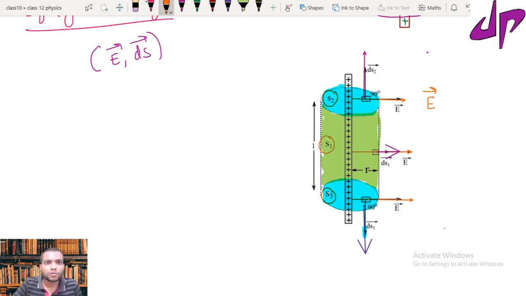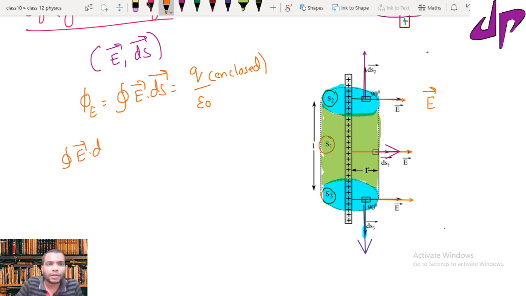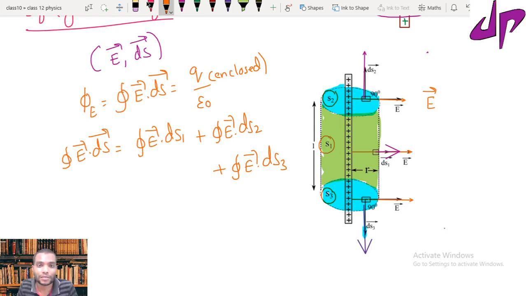Now we will jump on to the derivation. What does Gauss law say? Gauss law says the total electric flux equals the closed integral of E bar dot ds, which equals q by epsilon naught, the charge enclosed. But here you can see the total integral of E bar dot ds splits over the surfaces: the closed integral of E bar dot ds1, plus the closed integral of E bar dot ds2, plus the closed integral of E bar dot ds3, since here we have three surfaces.